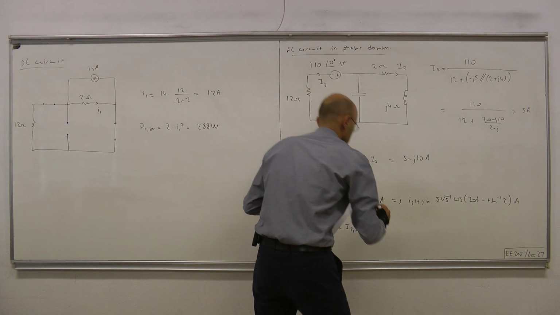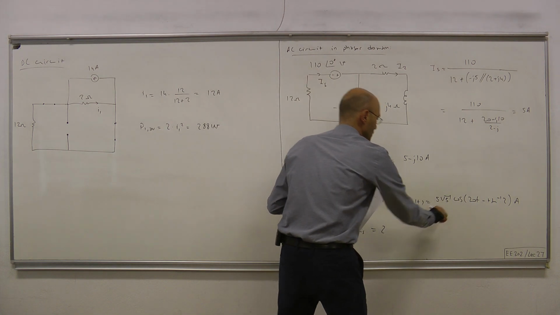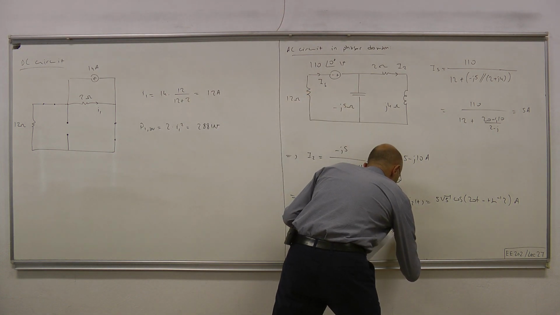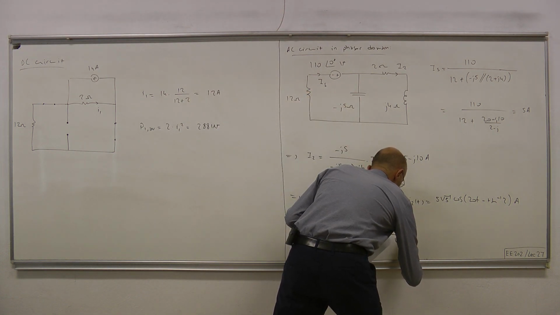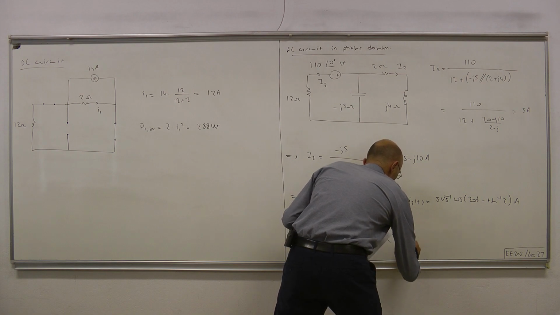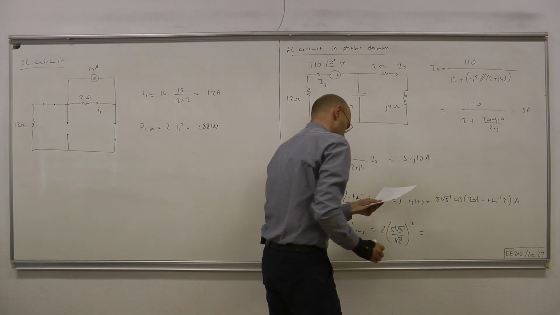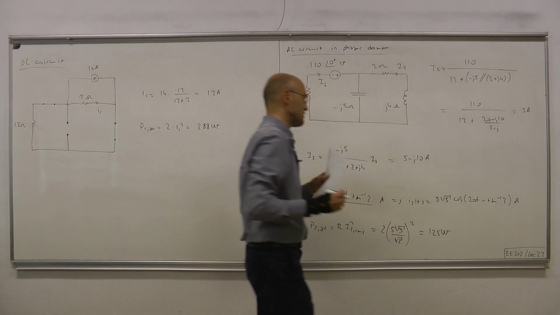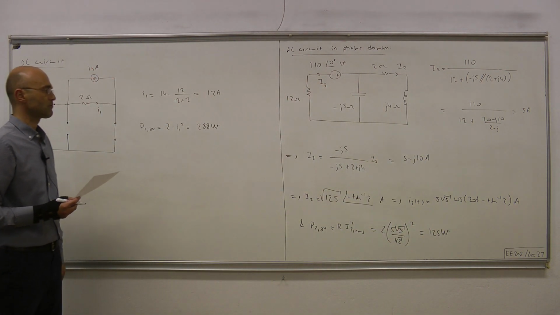That equals R was 2. The RMS value is magnitude divided by square root of 2, so 5 divided by square root of 2, and then we square that, and that produces 125 watts of average power.